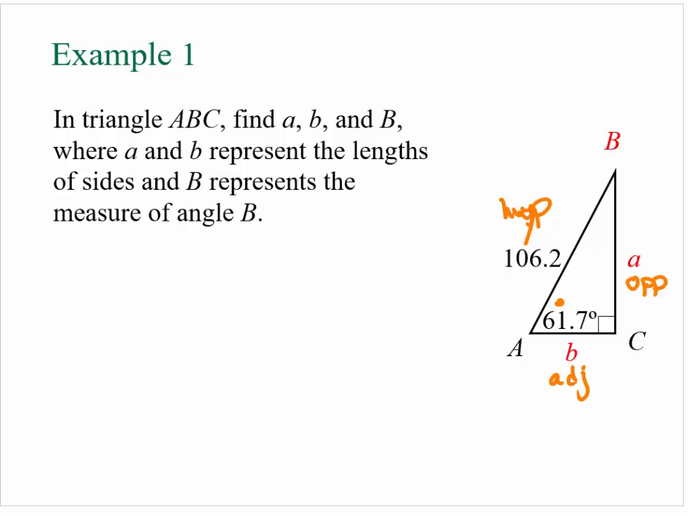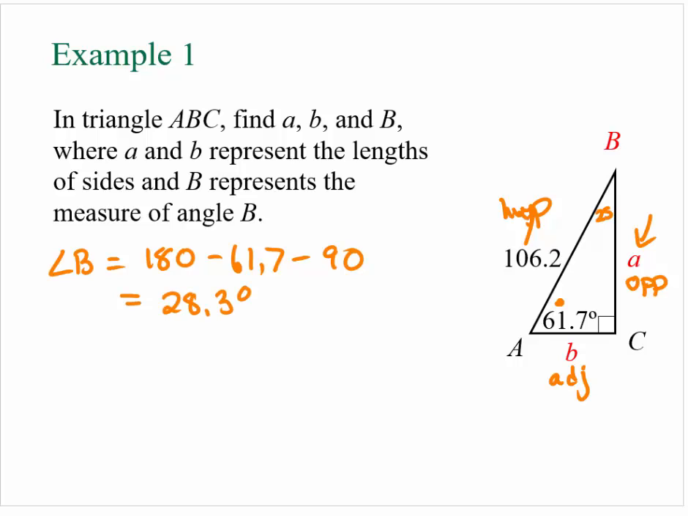If I set up and say I want to find, let's say, my a value, well, what I may want to start with is identifying what angle B is. So angle B is equivalent to 180 minus the angle that is already given, minus 90. So I end up getting 28.3 degrees. Now I'm going to solve for side a.